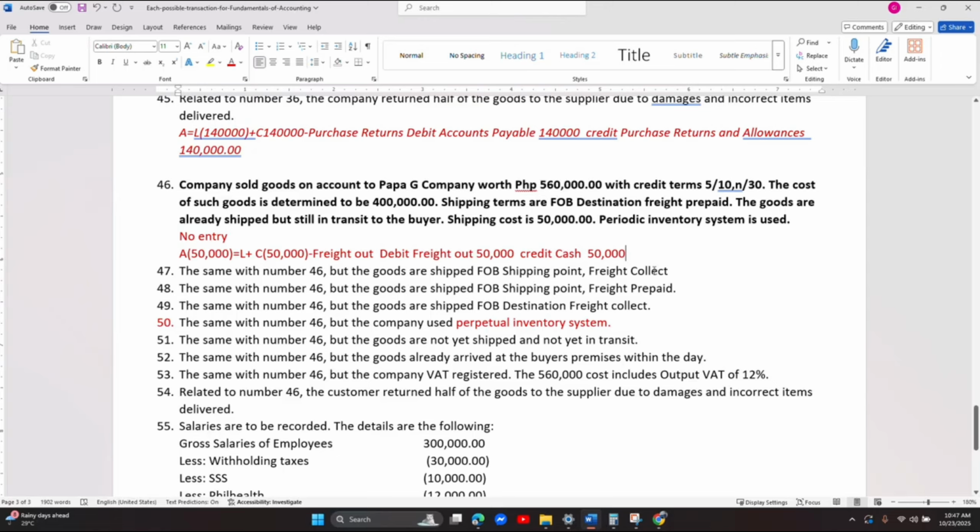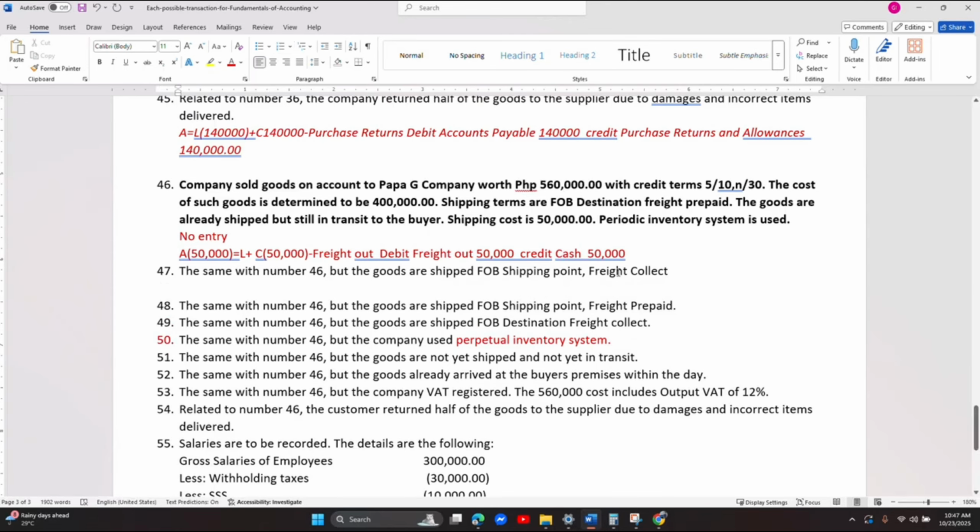Now let's go to number 47. It's the same as number 46, but according to here, the goods are shipped FOB shipping point, freight collect. So, question, what is our point of view? Seller. Second, who's the owner of the goods? The buyer already because of the shipping terms FOB shipping point here in number 47. And the third one, who actually paid for the freight of 50,000? The buyer. So that's very important when analyzing.